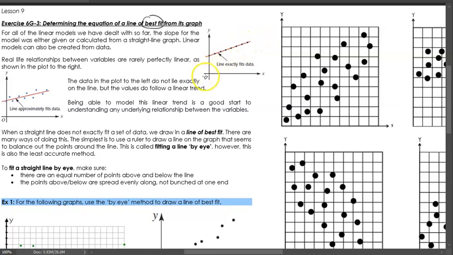But the thing is, in real life, relationships between variables are not perfectly linear. As I was discussing in the previous video, the depreciation of a car's value goes down significantly as time goes on. It doesn't go down in a linear, consistent fashion. This isn't real life between the variables.